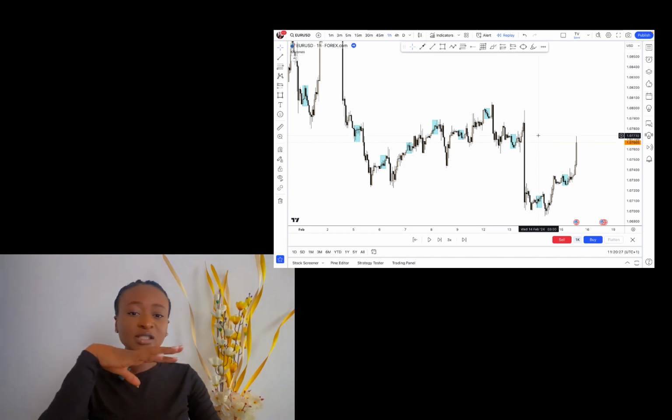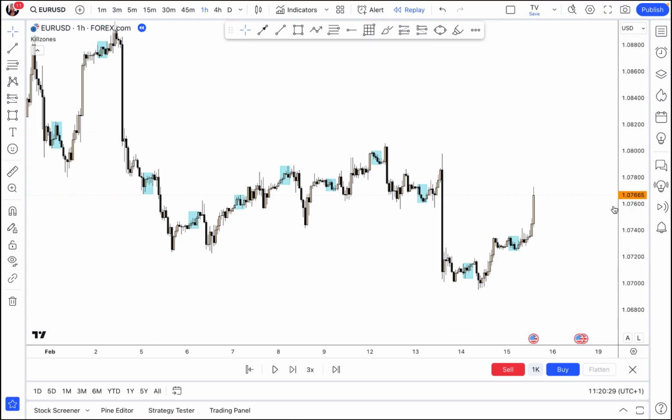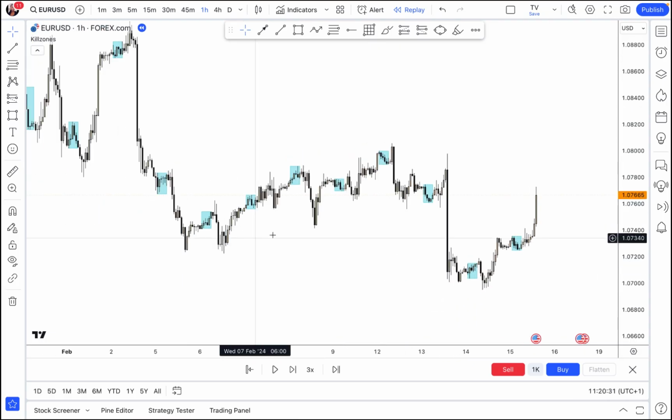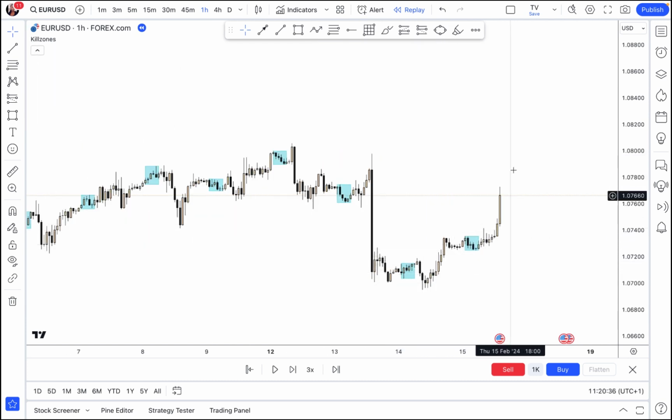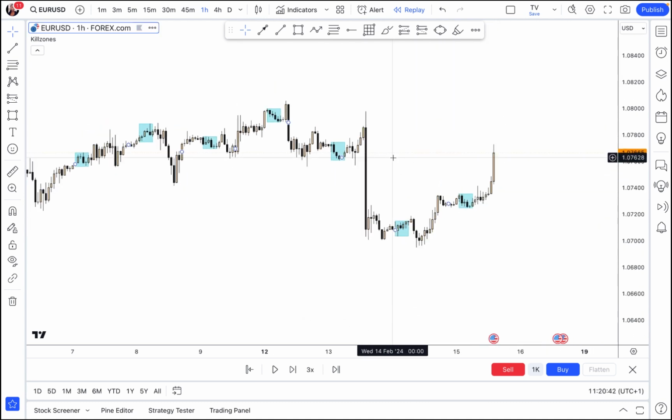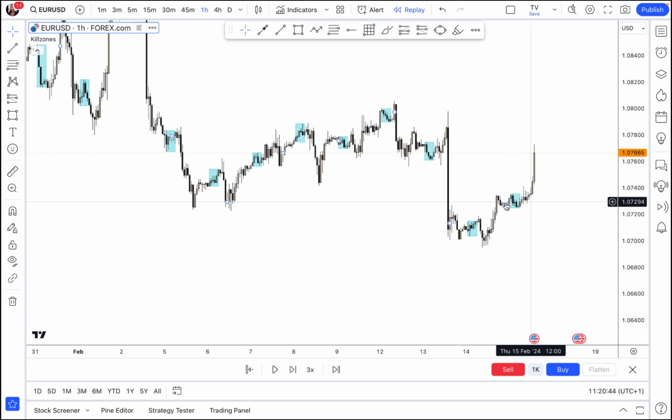So now this is the euro dollar on the 1 hour time frame, and right here we can see that this was CPI. I explained this buy trade in my previous video before this particular one. Since I was not able to get into this buy trade, I was then looking at the next zone that I can take trades from.